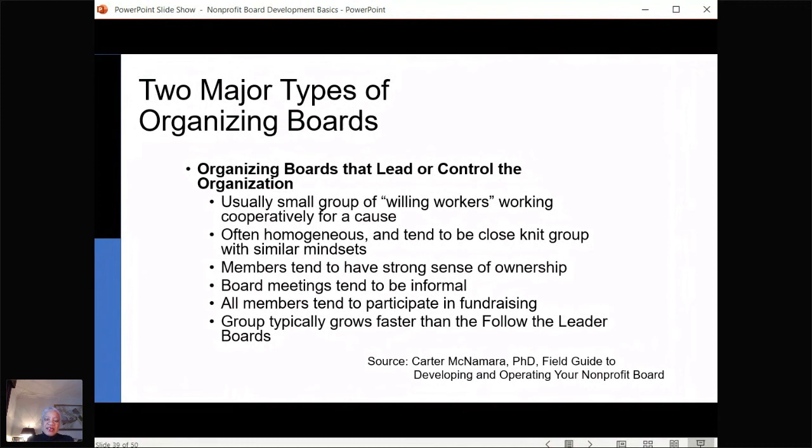So the members tend to have a strong sense of ownership, which is excellent. You really, really want that. And all members tend to participate in fundraising. You really, really want that. And the group typically grows faster than a group where you have a follow the leader mentality.